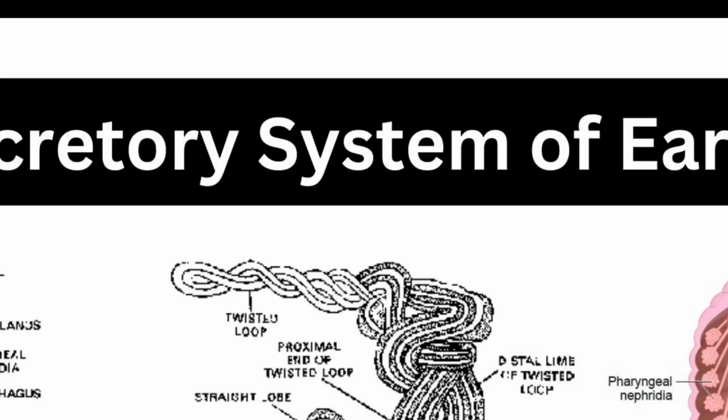This is an overview of the excretory system of the earthworm. Here we have the pharyngeal nephridia and the middle tube, micronephridium and the meganephridium. Micronephridium present in each segment, micronephridia, as well as the meganephridium. And there are pharyngeal nephridium present near the pharynx or the mouth of the organism.